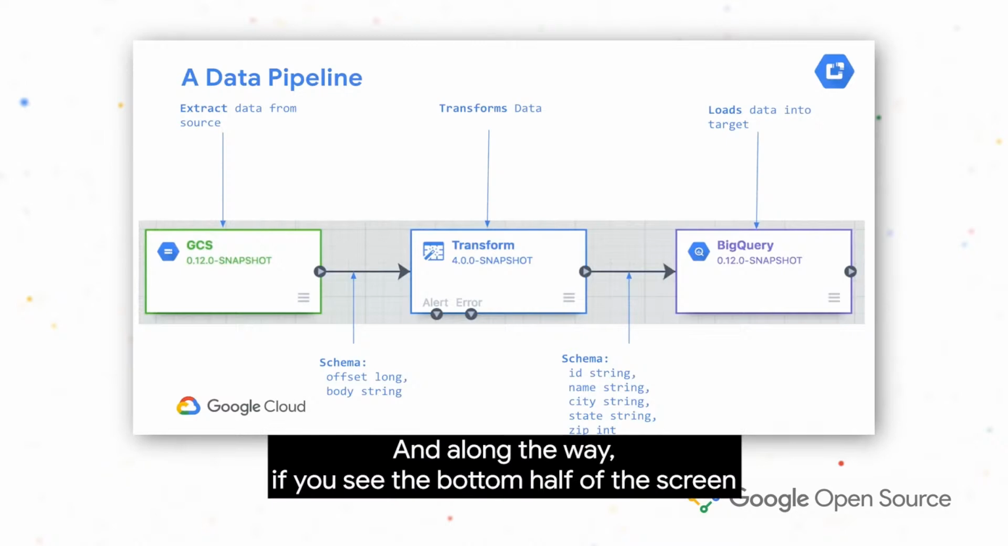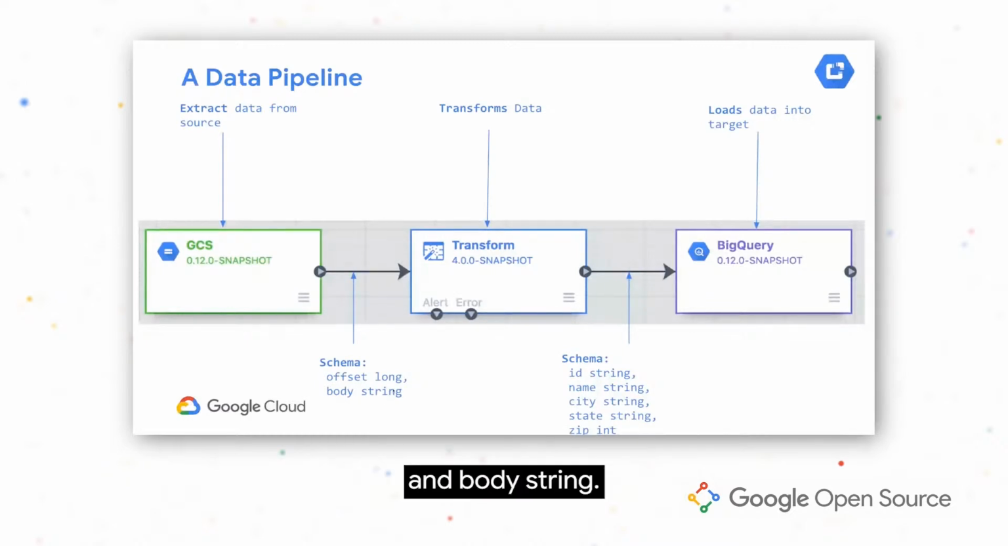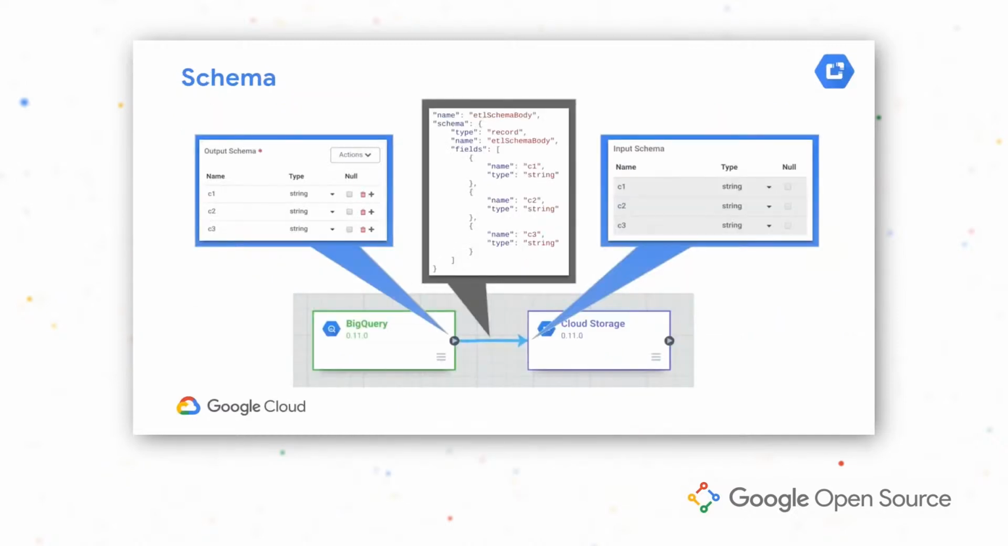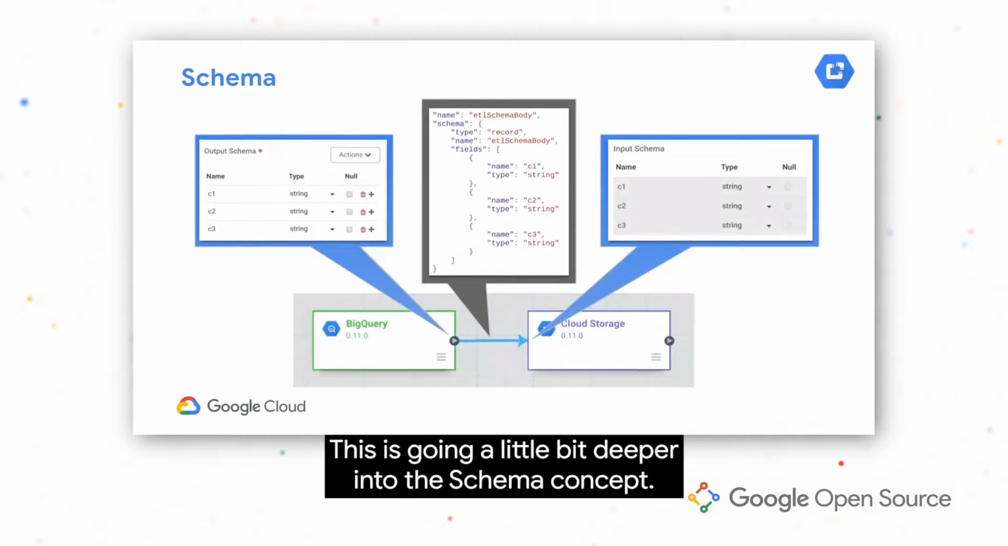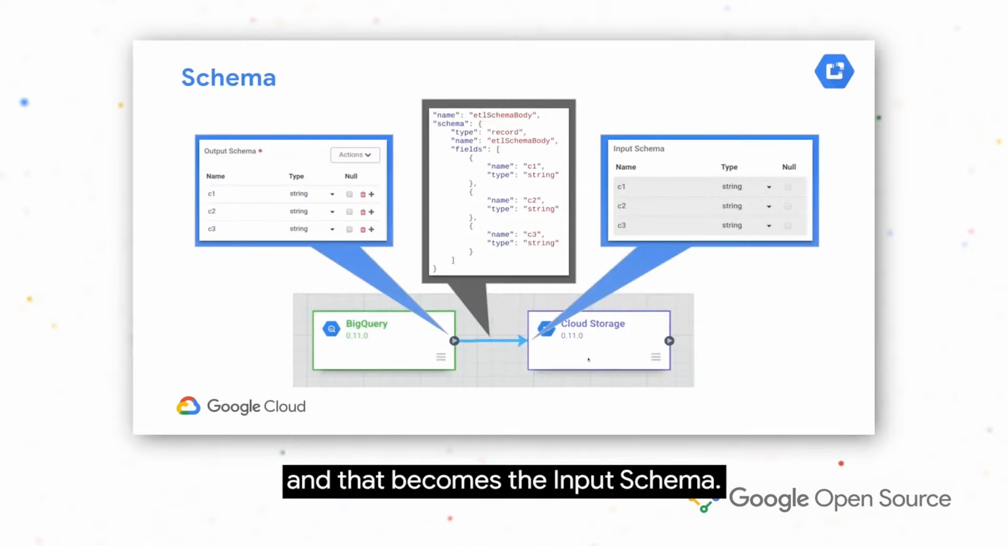And along the way, if you see the bottom half, the schema of the GCS output was offset and body, offset long and body string. After the transform, it changed, and now we have ID and name and city and state and zip, right? This is going a little bit deeper into the schema concept, but essentially the output schema of the source connecting to the next stage becomes the input schema.